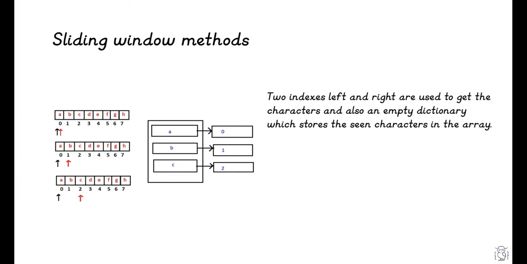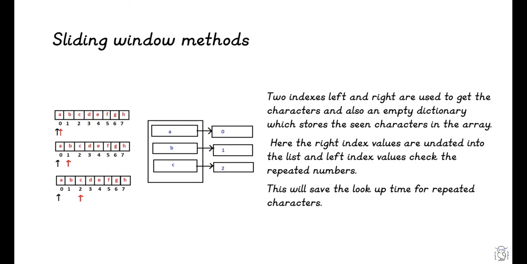So, what can we do for an efficient solution? We can use the sliding window method. Here, we will initialize two indices, left and right, to get the characters. We will also create an empty dictionary which will store the seen characters in the string. By doing so, we will save the lookup time for the repeated characters.